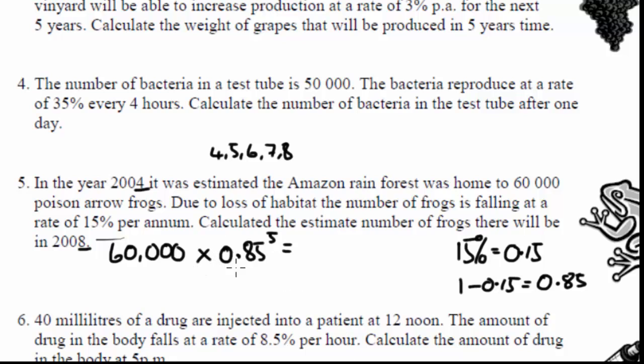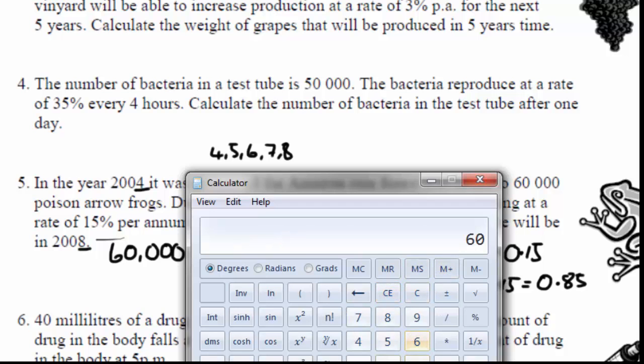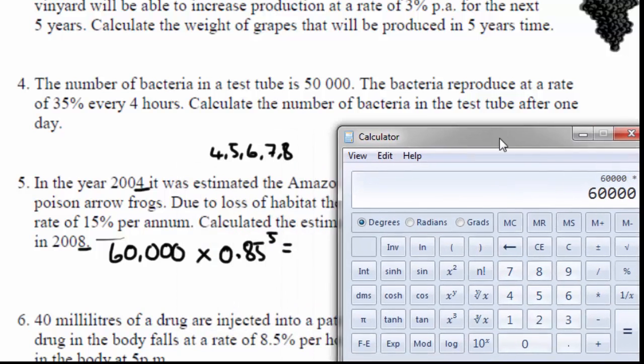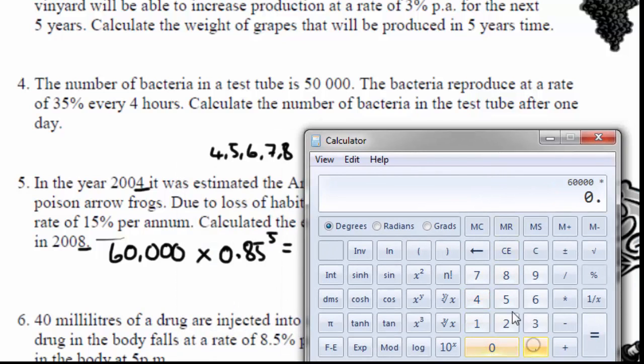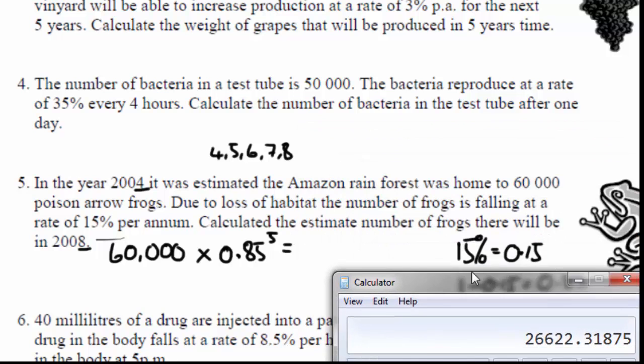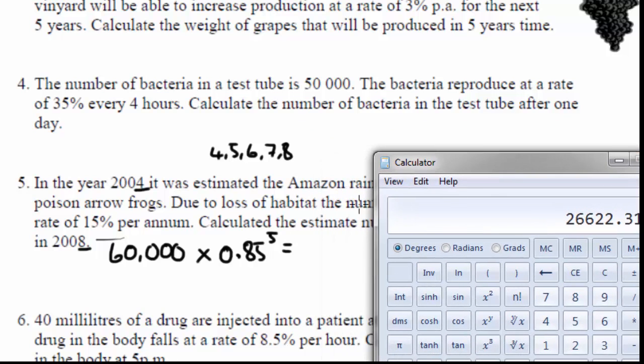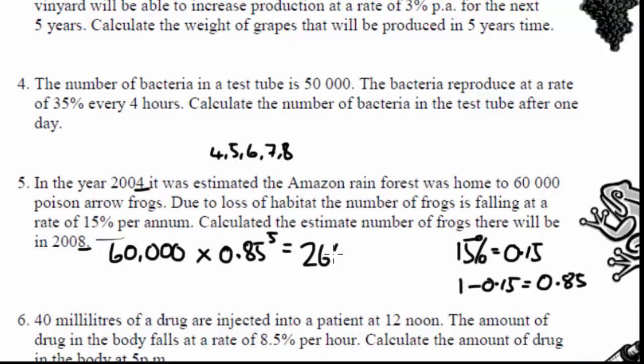And we're multiplying the number by a number smaller than 1, so we should be getting a smaller number than 60,000. So 60,000 times 0.85 exponent 5, and that gives you, after 5 years, 26,622 frogs. So that's them reducing at the rate of 15%. It's equivalent to timesing it by 0.85, i.e. finding 85% of what's left. And that's how you do it.